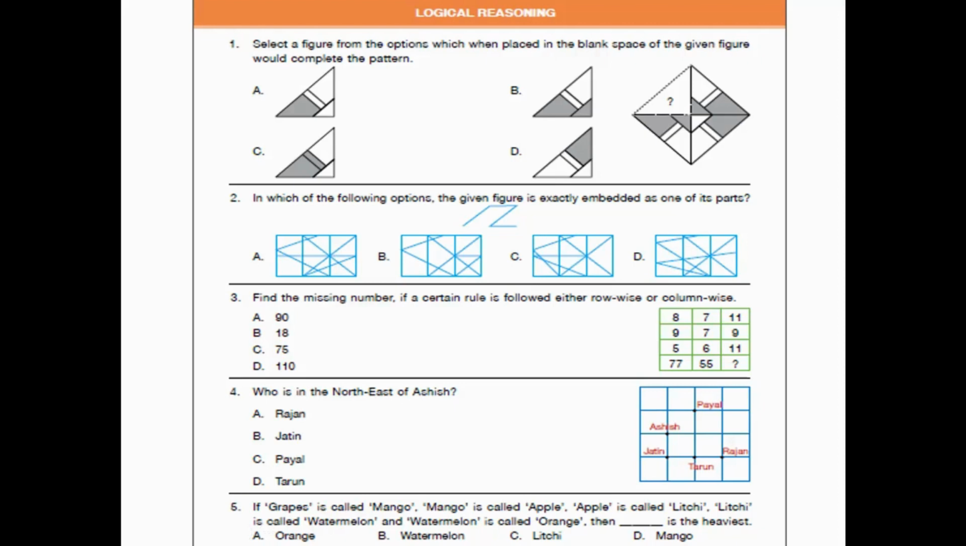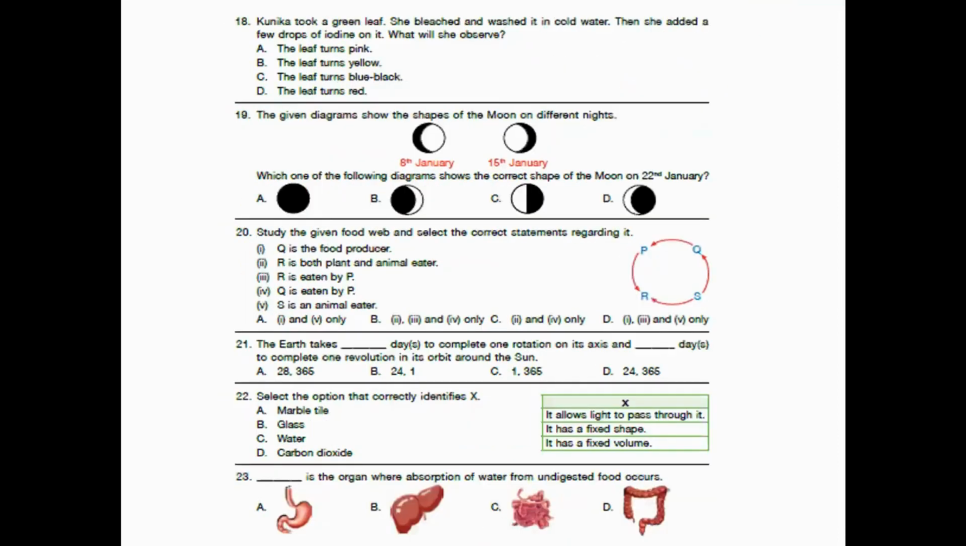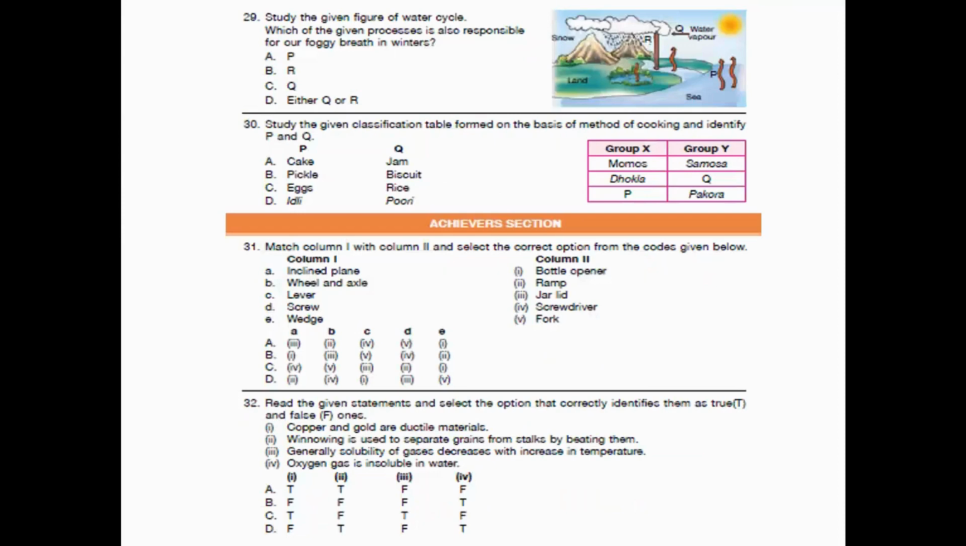The first section is the section for logical reasoning. In this logical reasoning section, we have 5 questions. The next section is the science section. For the science section, we have question number 6 to question number 30, right? And then the last section is the achiever section.